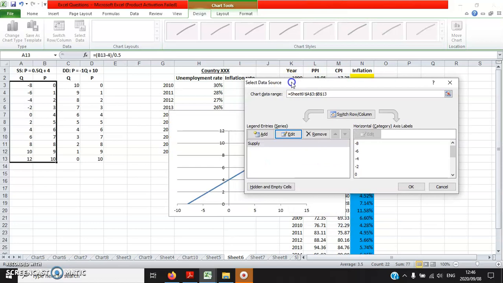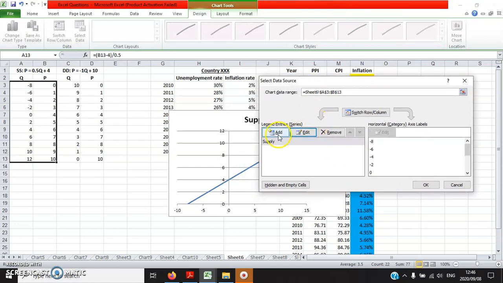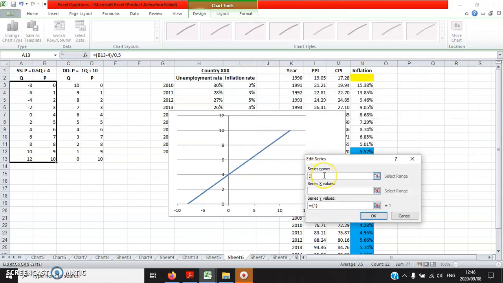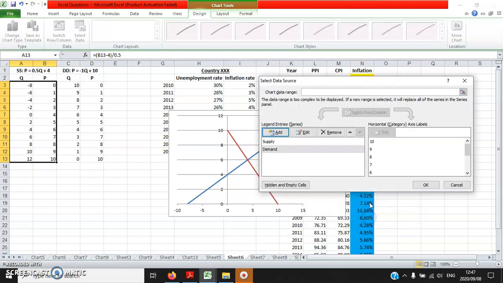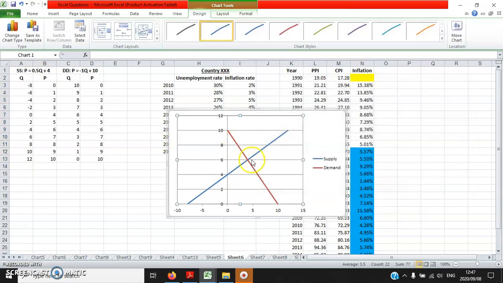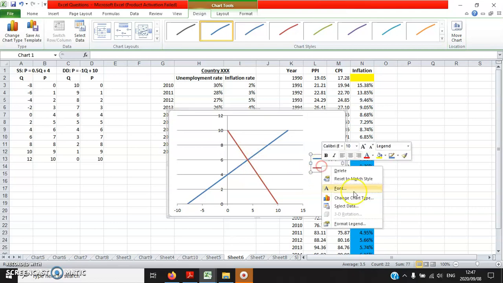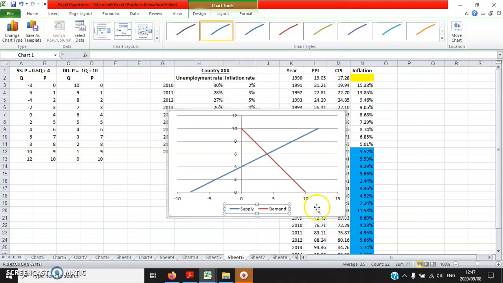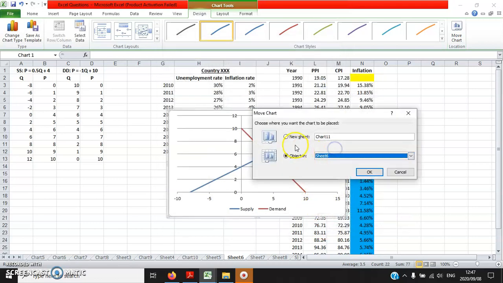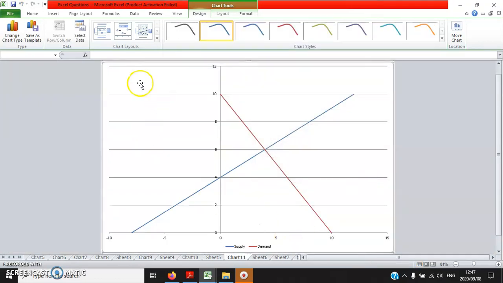But I must still add another XY scatter plot in the same figure. So add demand. The X values would be the quantity, the Y values, the price. And then OK, and OK again. Now I think we are done with this. Right click, legend at the bottom. Always remember to move the legend at the bottom. Move chart, new sheet, chart 11.